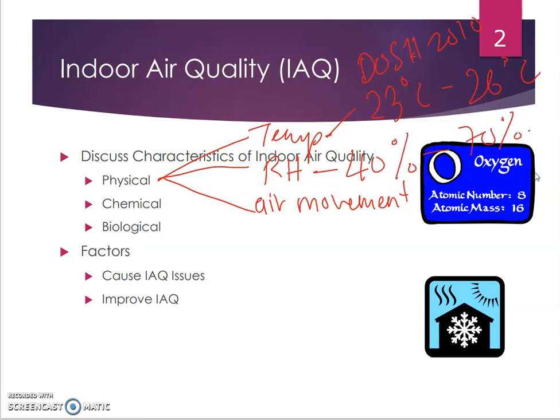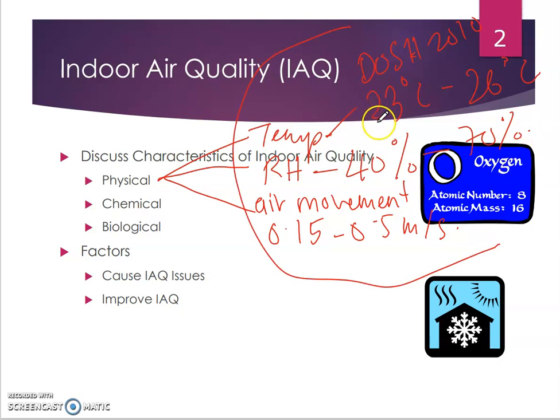Then the next one, relative humidity, is between 40% to 70% RH. And how about the air movement or air velocity? The acceptable range by DOSH Malaysia is between 0.15 to 0.5 meter per second. So actually it will all be reflected in the maintenance of the HVAC system itself.